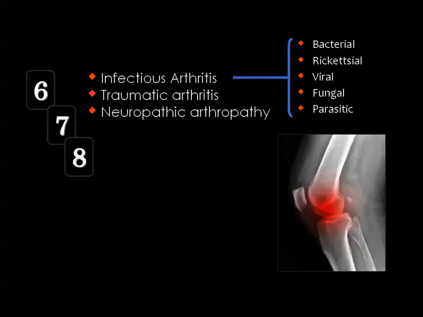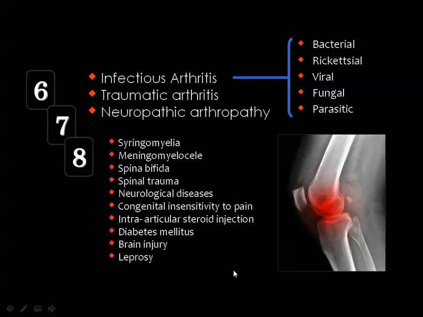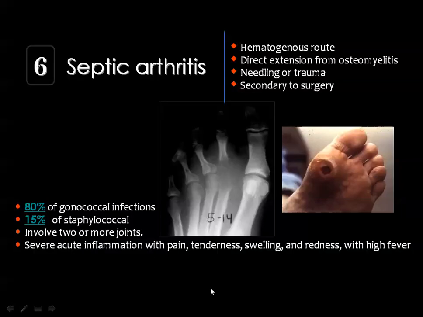Then we came to the issue of septic arthritis. Septic arthritis means that there is infection of the joint by any of these organisms: bacteria, rickettsia, viral, fungal, parasitic. Any of these types may result in septic arthritis, and we'll see the manifestations. Also, we'll mention some words about the traumatic arthritis, and we also will discuss the neuropathic arthropathy. And here are the common causes resulting in neuropathic arthropathy, as we will discuss later.